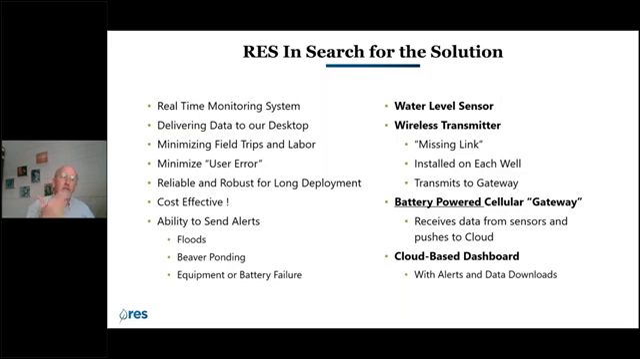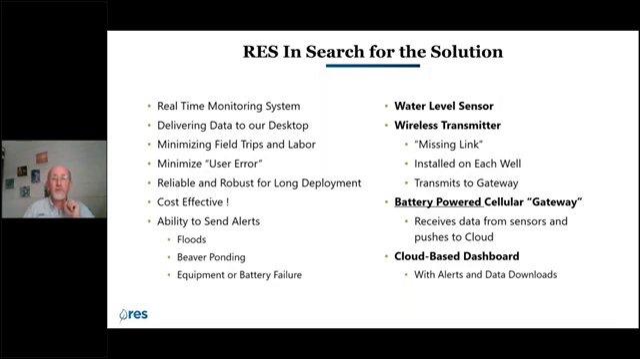And it would be great if it would send us alerts. You've got flooding, you've got battery or equipment failures, that we would be alerted to instead of being in the dark as we are now. And so the system would really need these 4 things.